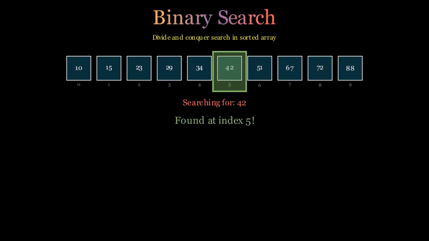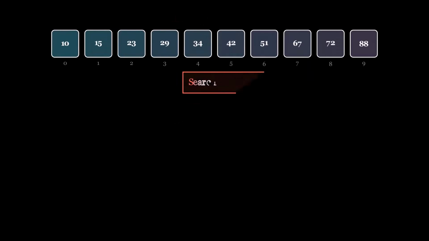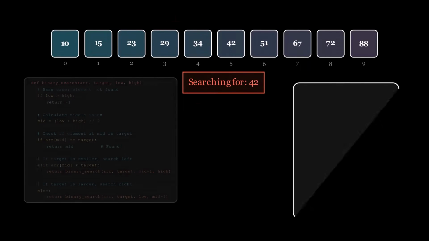From here, we know that recursive binary search works by immediately eliminating half of the possibilities. Let's visualize the call stack, just like we explained earlier. Let's say we're searching for 42.